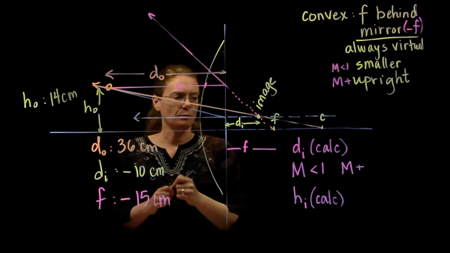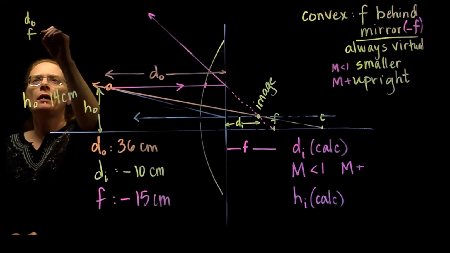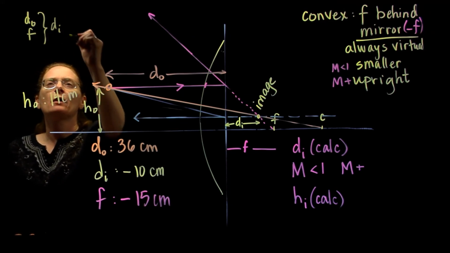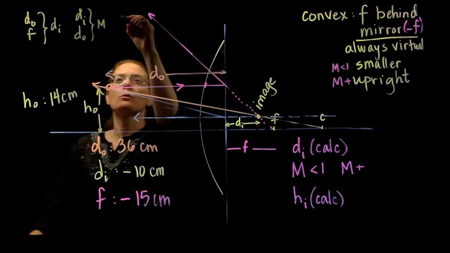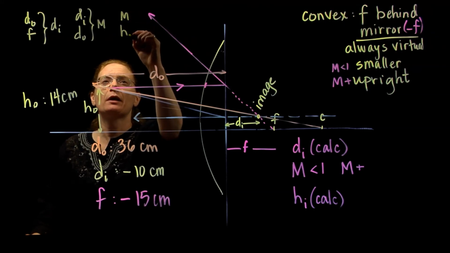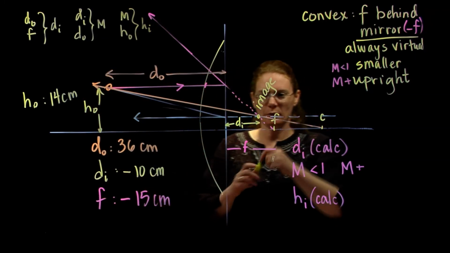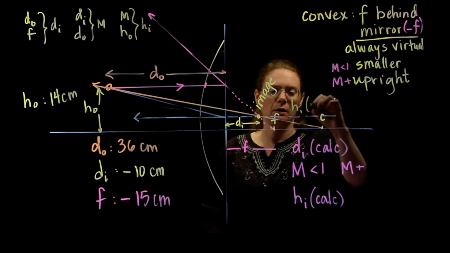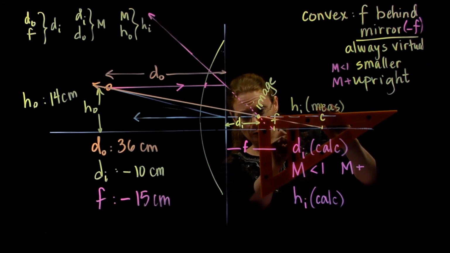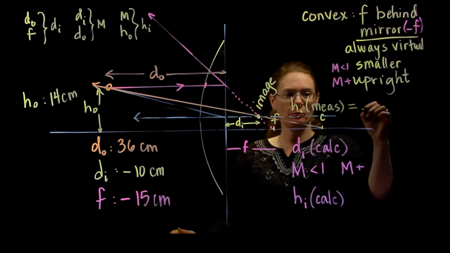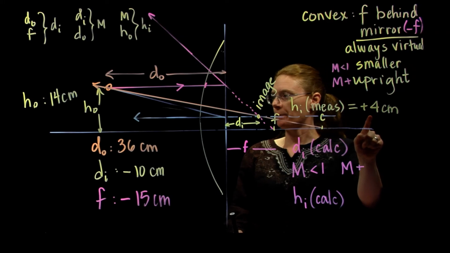All right, so the process for the numbers: use DO and F. Those two will get you DI. Once you have your DI, you use DI and DO to get your magnification. Once you have your magnification, you can use M, the magnification factor, and the height of the object to get the height of the image. And then the height of the image, let's see what my measured is. HI, my measured image height is tiny, 4 centimeters. And upright, so positive. So when you calculate your HI, you should get something close to +4.